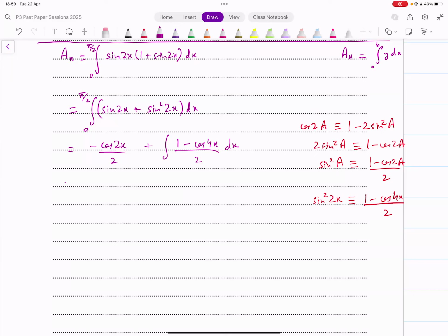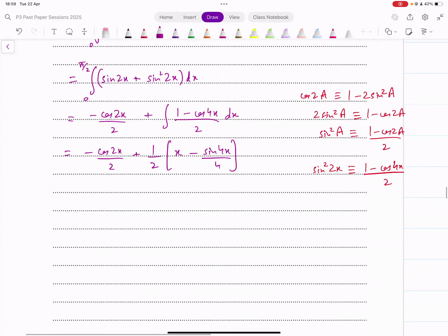Okay? Let's simplify this further. It gives us minus cos 2x over 2. We can write this 2 outside, and that becomes 1 over 2. What's the integration of 1 with respect to x? That's just x. Integration of cos of 4x with respect to x, that's going to be sine of 4x divided by 4. And now we've got the final integration.